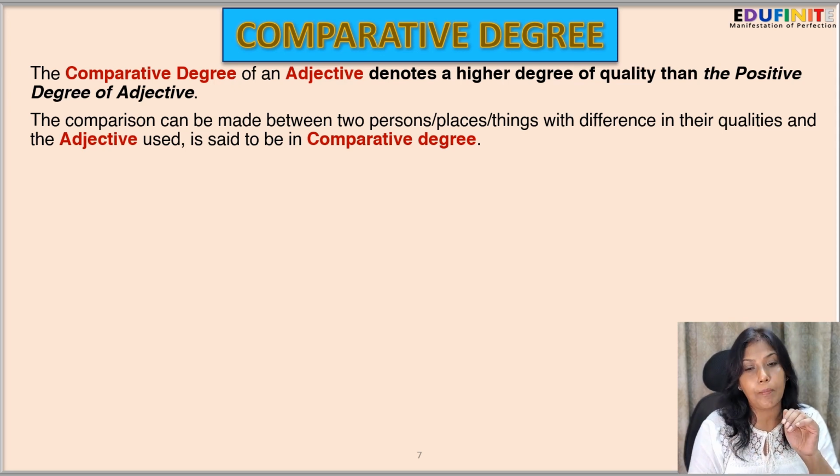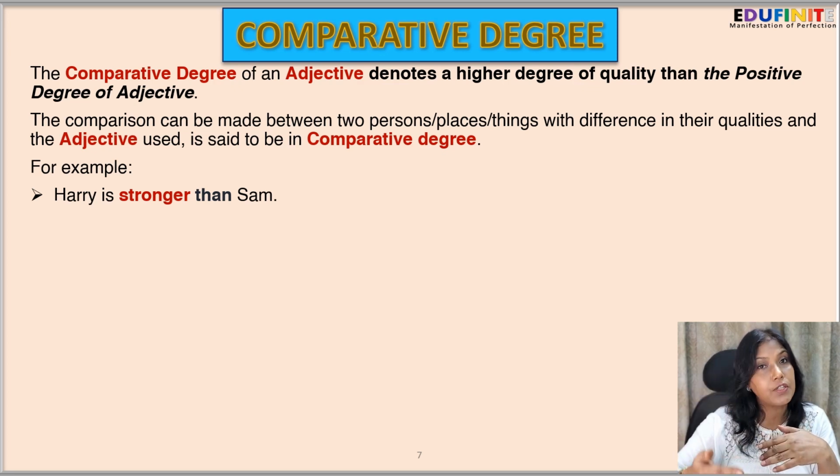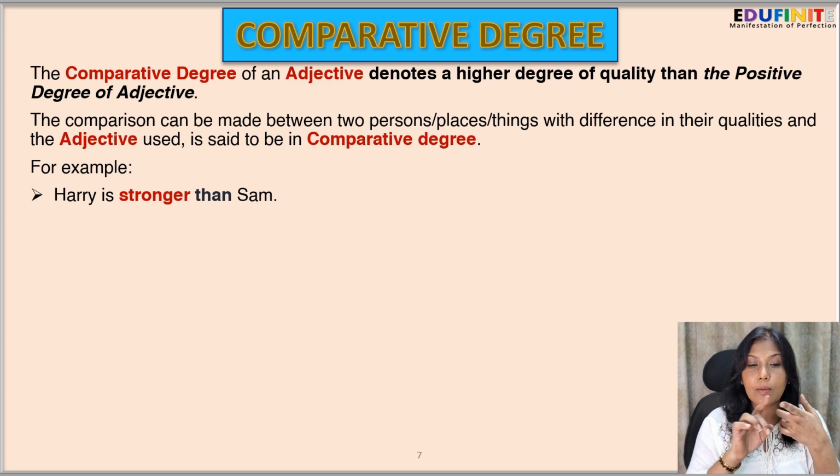So how do we compare? Let's see. For example, Harry is stronger than Sam. So we have two boys, one named Harry, the other named Sam. And here the strength of Harry is much more than that of Sam. There is a difference of quality between Harry and Sam. So Harry is stronger, Sam is not so strong.